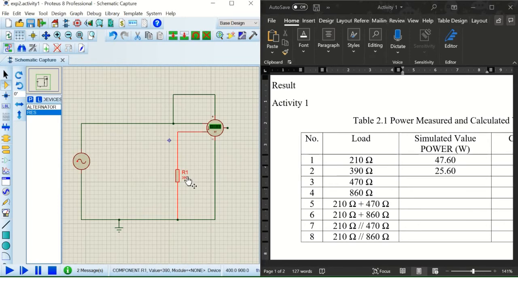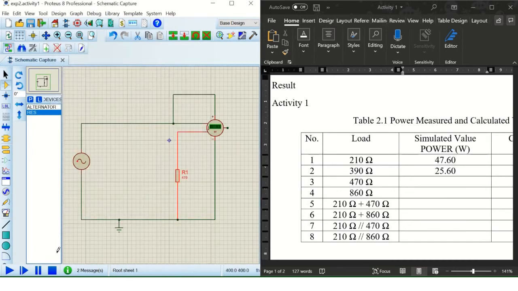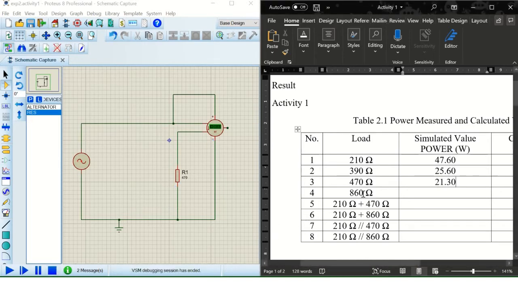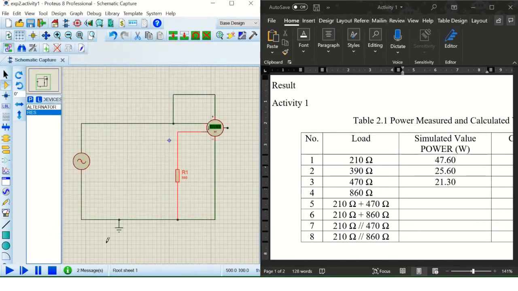Okay, let's see the power in the 470 ohm. So the power of 470 ohm is 21.3 watts. Okay, let's see the power in the 860 ohm. So the power in the 860 ohm is 11.6 watt.